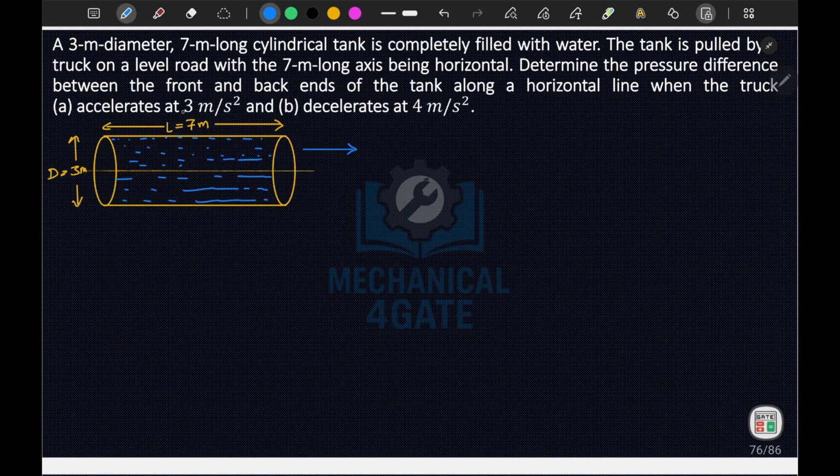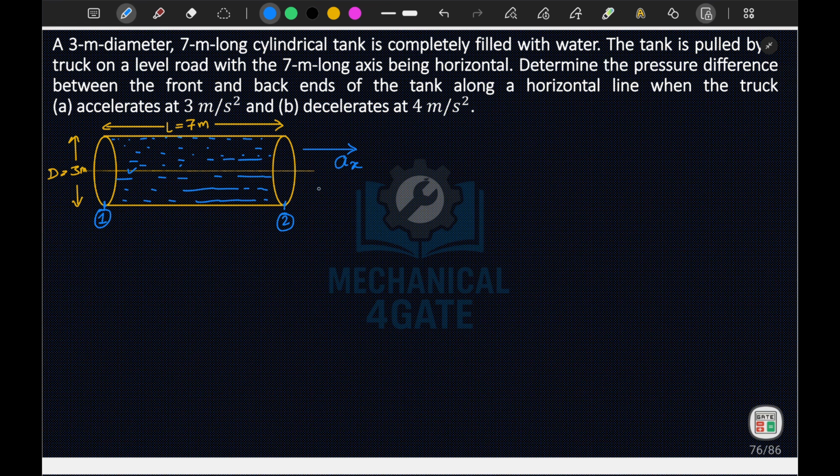Determine the pressure difference between the front and back end of the tank along a horizontal line. Let's say this is location 1, and this is location 2. Let's talk about this line only, from this point to this point, front and back, taking a horizontal line. We have been given the ax values in both cases, when the truck accelerates and decelerates.